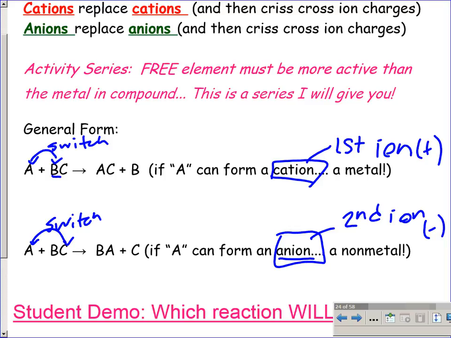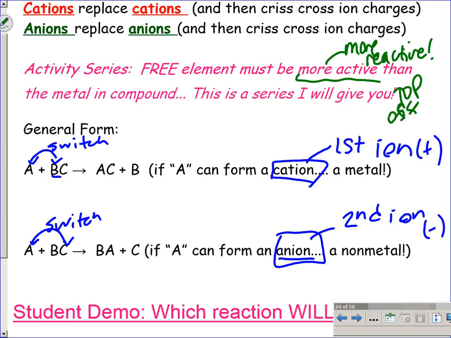So what I mean by the free element must be more active, this basically means more reactive. And more reactive means at the top of the series. I will always give you the activity series, I promise, but I won't give you the whole sheet because it's got the polyatomics on it. So I'll give you the activity series only for single replacement reactions.